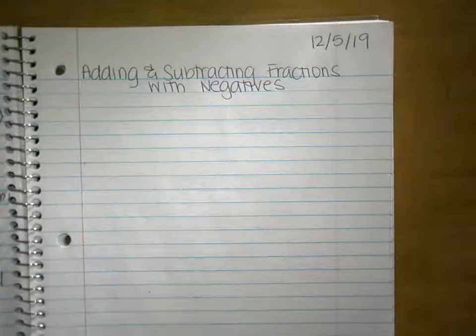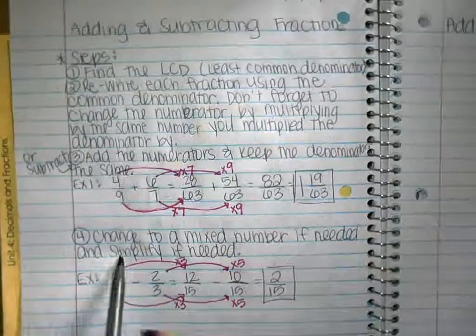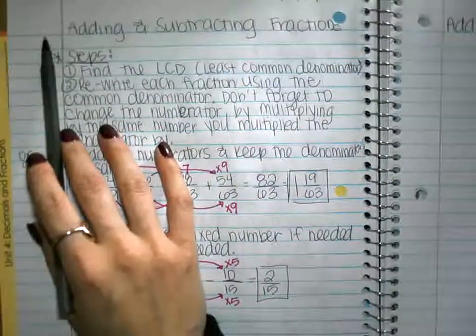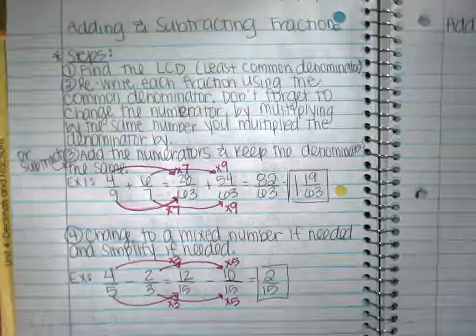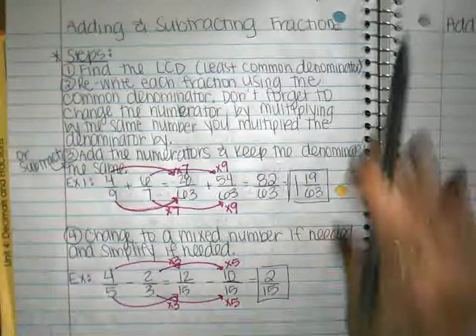Here we go. So adding and subtracting fractions with negatives, there is nothing different that I'm really going to share with you that you do not already know. It's just putting the two concepts together. So the steps that we did yesterday, the 1 through 4 that we did, all of those stay exactly the same. The only difference is we have to remember our integer rules. It's the only difference. Okay?